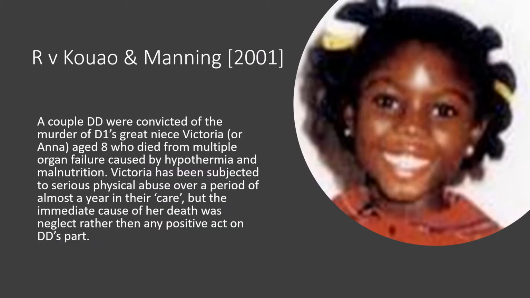A case which certainly did concern death was the case of Victoria Climbié as the victim, the case of the Crown and Kouao and Manning. In this particular case, the couple were convicted of murder for the first defendant's great niece. She was 8 and she died of multiple organ failure caused by hypothermia and malnutrition. Despite the fact she was abused physically in their care, the immediate cause of death was neglect rather than any positive act. So had the positive act killed her, then it would have been the direct act. However, in this case, there was a failure to care for her which killed her, and it was a deliberate failure. They did possess mens rea and were convicted of murder.